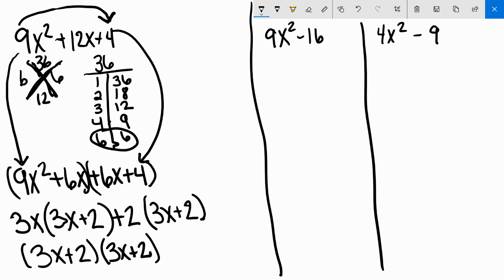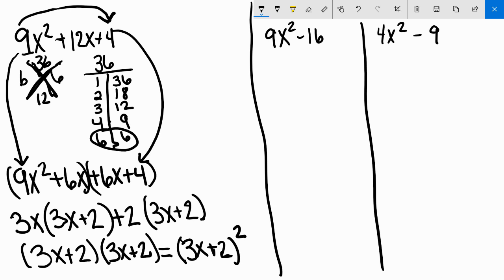Okay. Now, if you're getting this down and you just want to ignore the perfect square patterns, because this is the same, right? Both our factors are the same, and we could rewrite this as 3x plus 2 squared. Now, if you have that process down and you don't want to mess with it, you can do all of them like that. But there is a shortcut if you pay attention to the numbers.